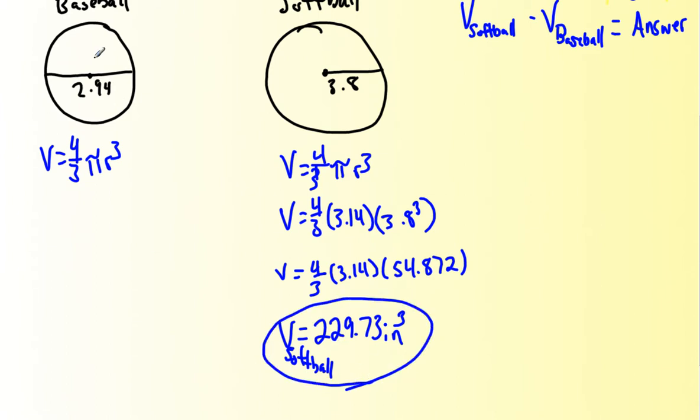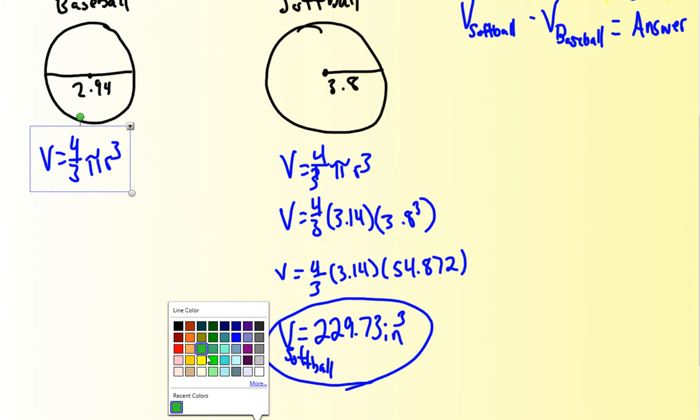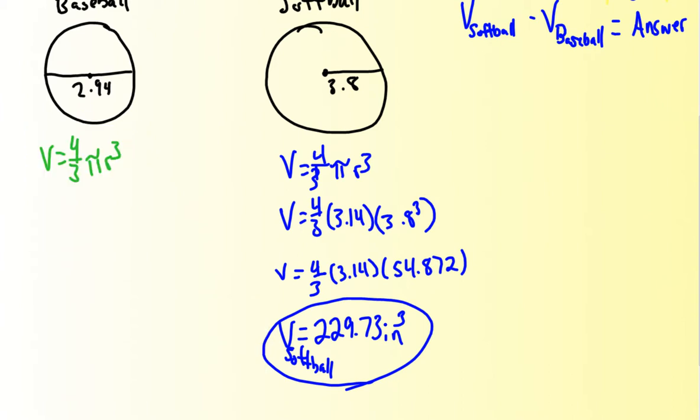Baseball. So for the baseball, let's do green. I don't know if it's the same color green or not. I don't think it is, but it's good. Whatever. So green. So now we have volume equals 4/3 times 3.14 times by our radius cubed. Now, this is not a radius. This is a diameter. If you put 2.94 in here, you're going to get the wrong answer. You have to take half of this.